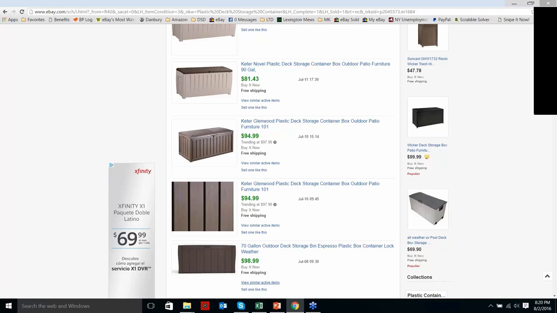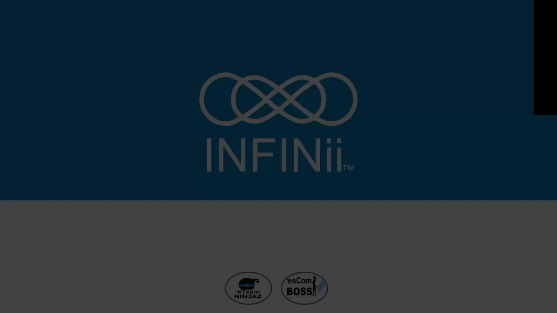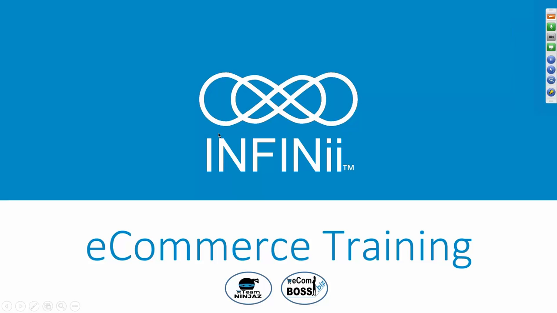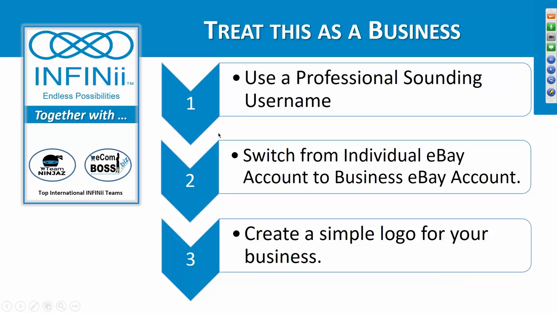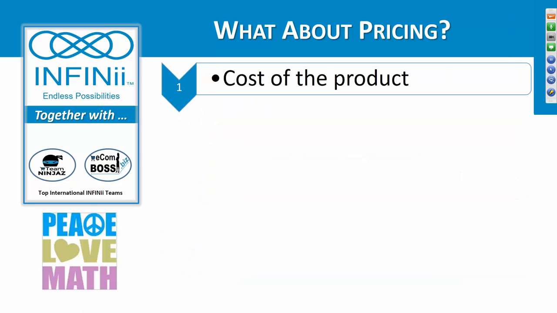The next thing that we need to figure out is how to price your item, okay? And where is my slide? Oh, I hate when it does this. What to list? Okay, you guys need to make peace with math, seriously, as it pertains to pricing, because if you don't price your item correctly, you are going to lose money. So what are the things that affect the pricing?